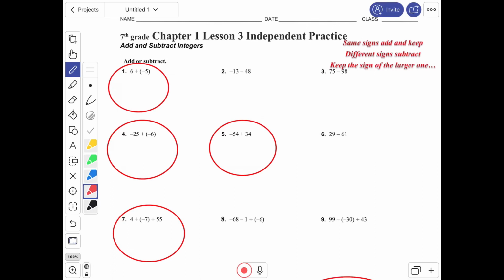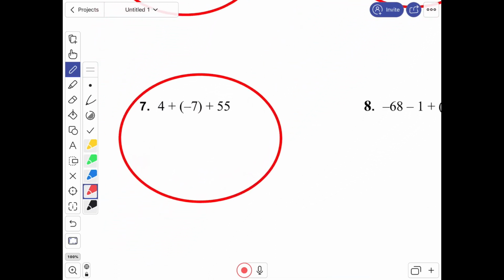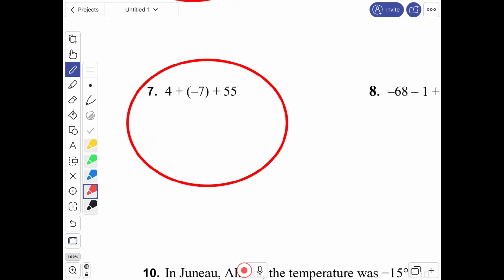Let's look at some of the practices you're going to do by yourself. So I've circled the ones that are addition. Let's talk about them first. So for number 1, the signs are different, so you're going to subtract. On number 4, the signs are the same, so you're adding. Number 5, the signs are different, so you're subtracting.